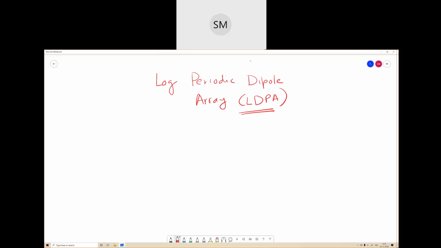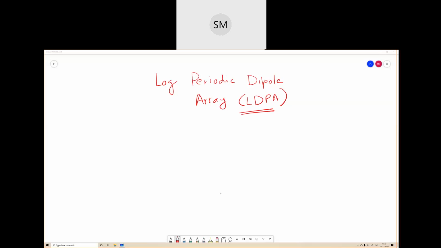Okay, the log periodic dipole array, in some way it might look similar to a Yagi-Uda array, but there are some striking differences. The most important difference between log periodic and Yagi antennas is that in Yagi antennas we have seen that only one element was excited. We said that was the feeder element, and the other elements were not directly excited, and we said that they are the parasitic elements. You remember? In log periodic, however, all the elements are excited. Okay. In log periodic antennas, there are no parasitic elements.